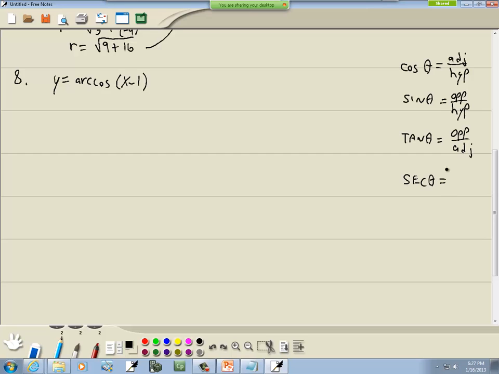Secant is cosine flipped, the reciprocal of it. So this will be hypotenuse over adjacent. Cosecant is the reciprocal of sine, so this flipped. So this will be hypotenuse over opposite. And cotangent is tangent flipped, reciprocal of it. So we're going to have adjacent over opposite.